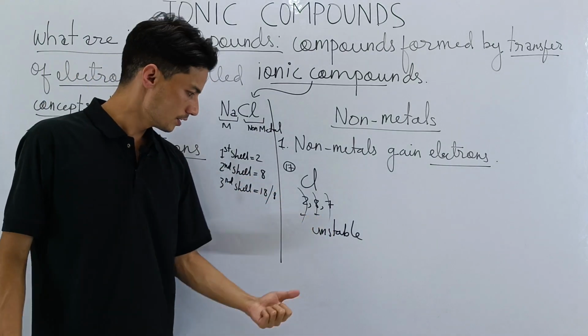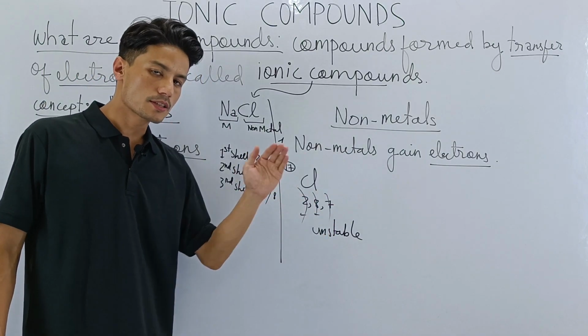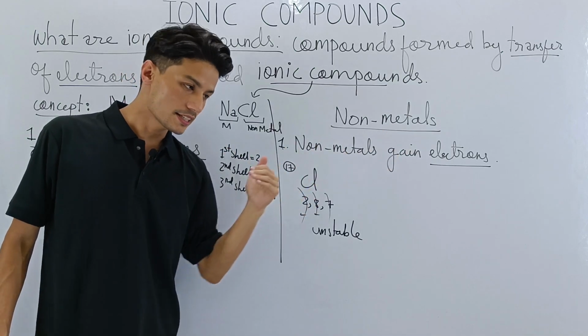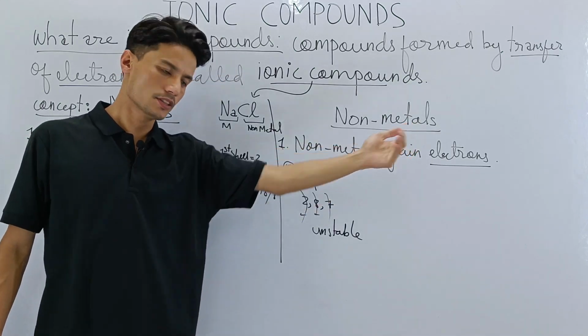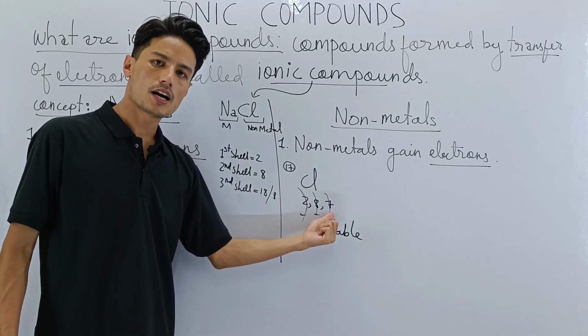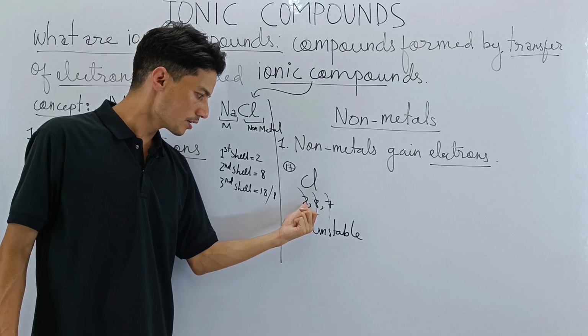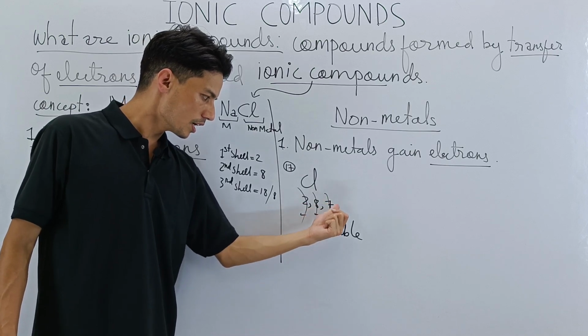Let's go here. Forget about the first shell, forget about the second shell. Check the number of electrons in the outermost shell, that means the last shell. This is called the innermost shell, this is the middle shell, and this is the outermost shell in this atom. So look here. Don't look here. Focus on the outermost shell.